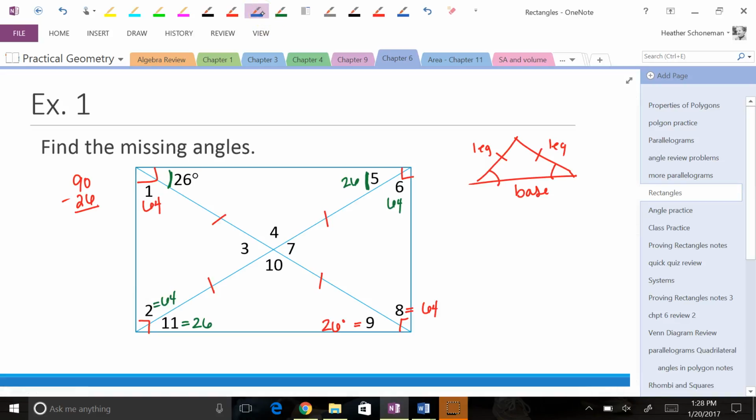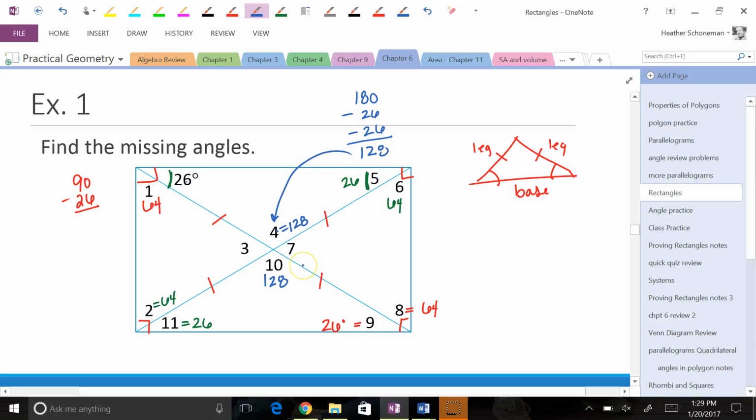So let's start with angle 4. If you look at the top angle, we know 26, 26, and then the missing angle. We know all the angles in a triangle add to 180. So if we do 180 minus 26 minus 26, let's see what we get. 180 minus 26 minus 26 is 128. So now we know that angle 4 is 128. That means by vertical angles, 10 is 128. And you can see the angles match, so that makes sense.